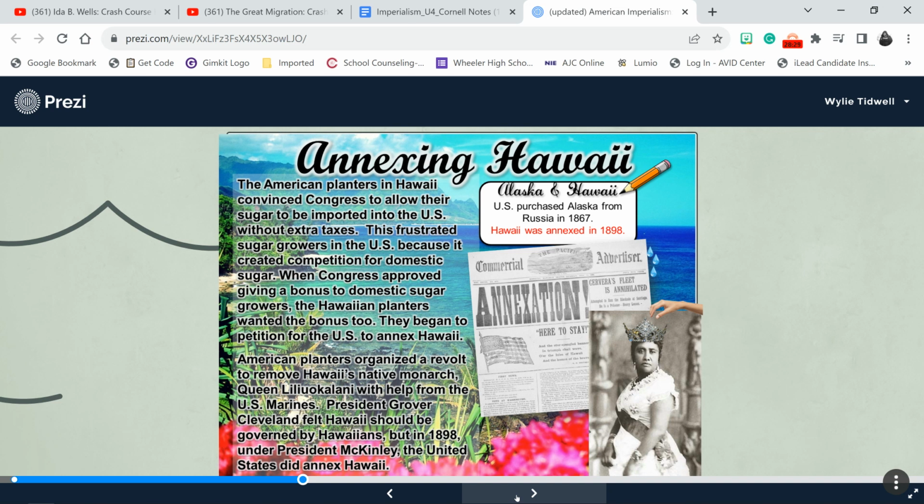Because remember, if you understand the economic lesson, GDP, gross domestic product, that makes the country look good. We good? This flush rate allowed sugar growers in the United States, because it basically gave them competition. So when Congress approved the bonus for domestic sugar, Hawaii planters wanted the bonus too. So they began a petition that we need to annex Hawaii so we can get the same thing that the states get. Everybody got me on that?